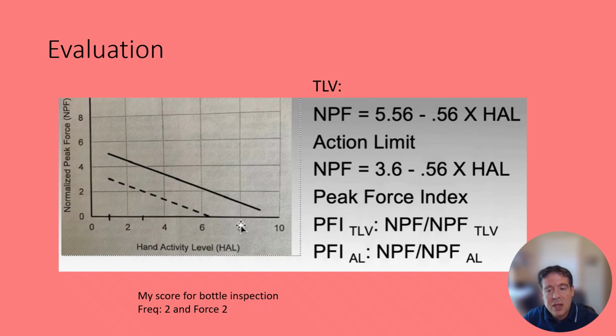Lastly, we want to do evaluation. Based on this, I think this is correct here. I would say instead of a 2, it's a 4, sorry. Right there, I put the force at 2, I made a mistake. I need to correct that. That puts us in the action limit. If it was colored, this would be the yellow, green, and red on the top. So still in the safe value for the bottle inspection.